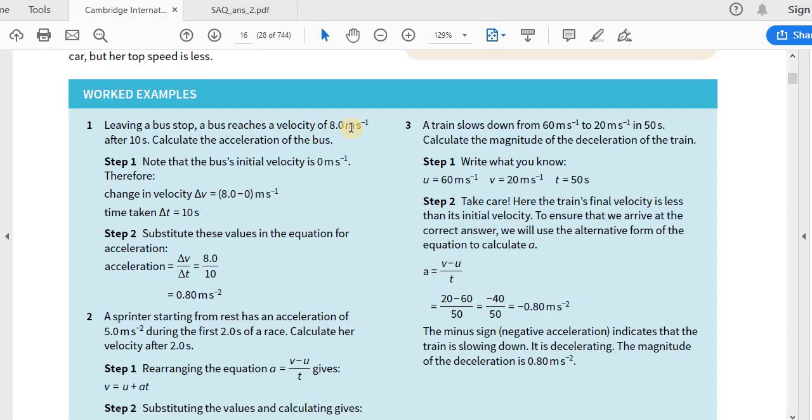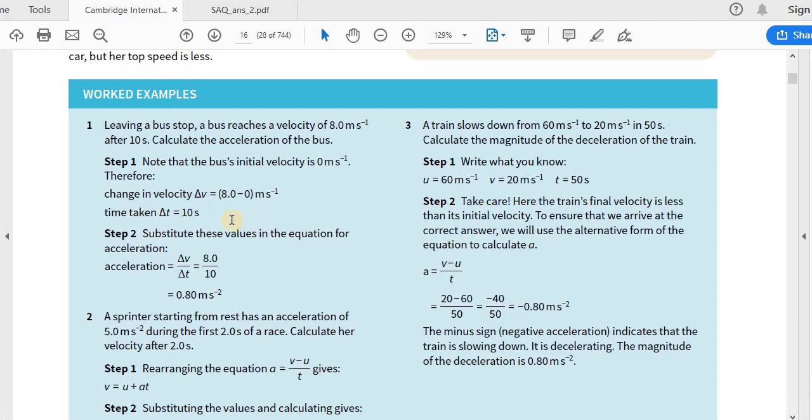The initial velocity is 0, because the bus is leaving the bus stop. So u is equal to 0. Okay, so you can simply write u equals 0. Then the final velocity is 8 meters per second, so you can write v equals 8.0 meters per second. And the time for this change in velocity is 10 seconds, so t is equal to 10 seconds.